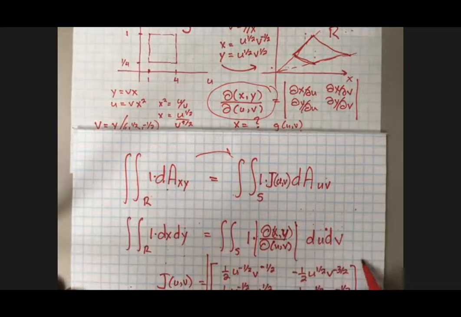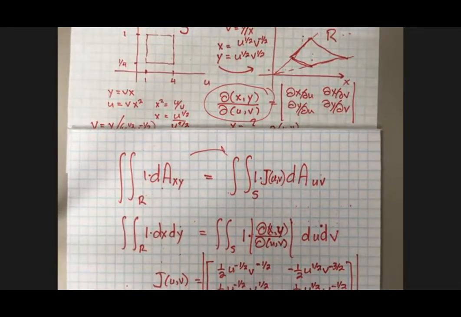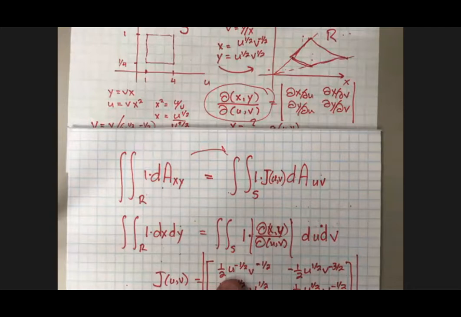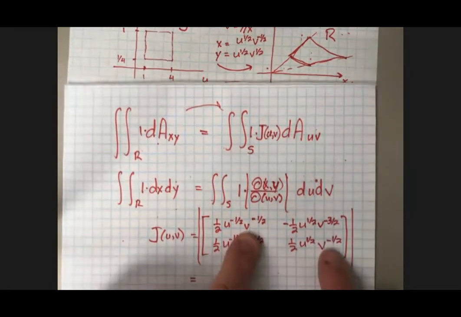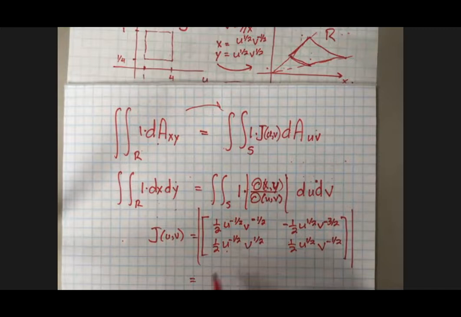The determinant of this, when I multiply, I get good things happening with these powers. The U to the minus 1/2 and the U to the 1/2 is just U to the 0. The V to the minus 1/2 and V to the minus 1/2 multiplied together is V to the minus 1. So I get 1/2 of V to the minus 1.